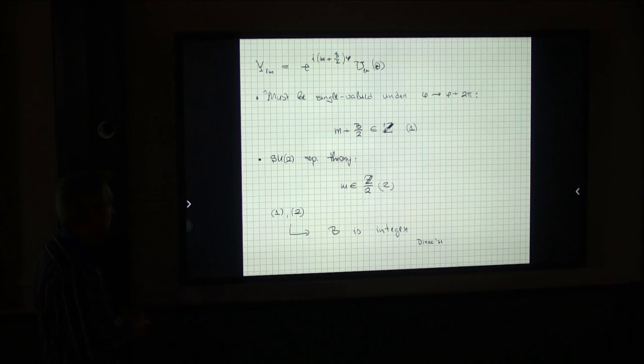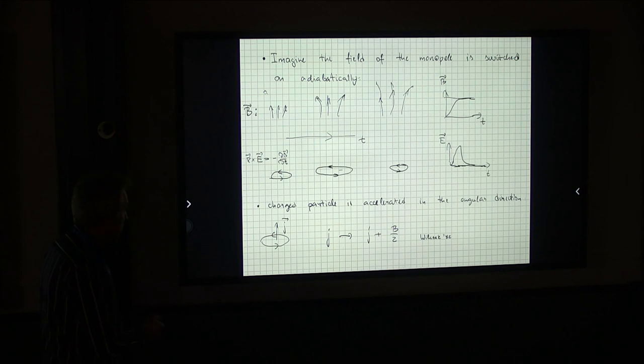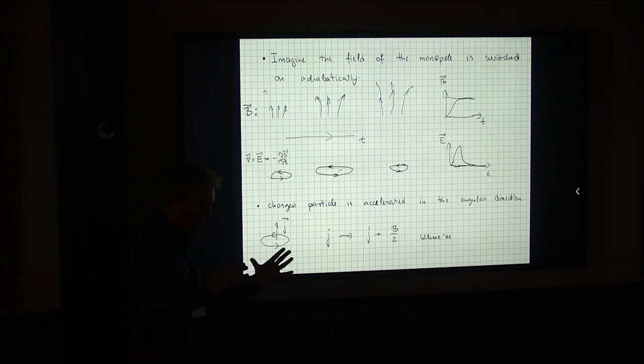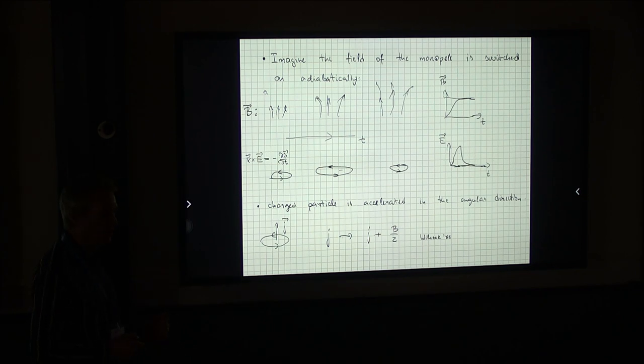Okay, so there is a nice physics explanation of this shift of angular momentum due to Wilczek. It is based on the picture of the magnetic monopole field being switched on adiabatically. So we start with no monopole, and then the magnetic field slowly increases. But if the charge is integer, it's not exactly possible. Yes, so you have to bend the rules a little bit.